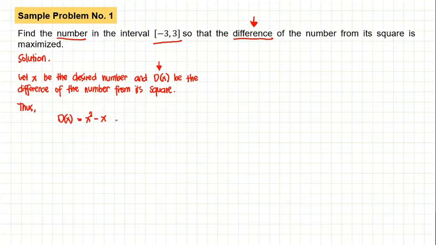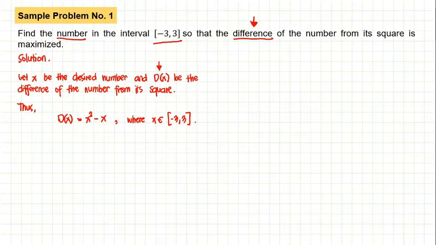So isusulat lang natin siya dito where x is within -3 and 3, the closed interval -3 and 3. We must make sure that the function is continuous in its domain. And since here we have a polynomial function, we are already sure that it is continuous. So wala na tayong problema doon.